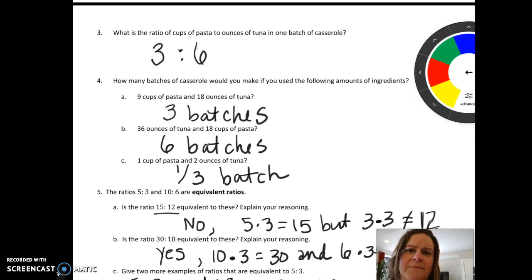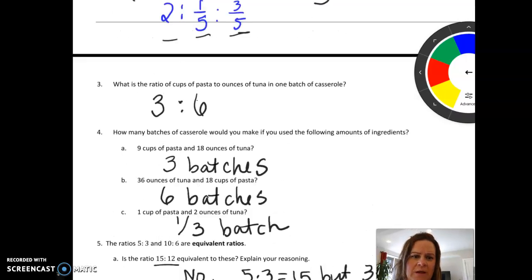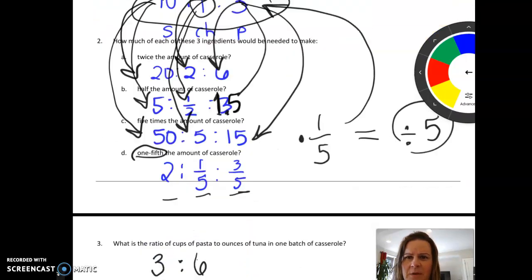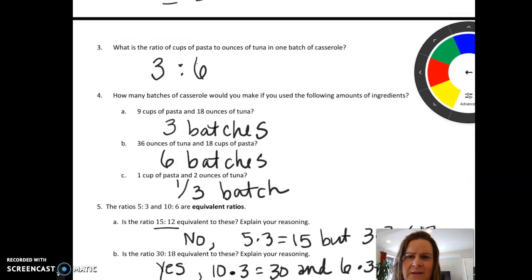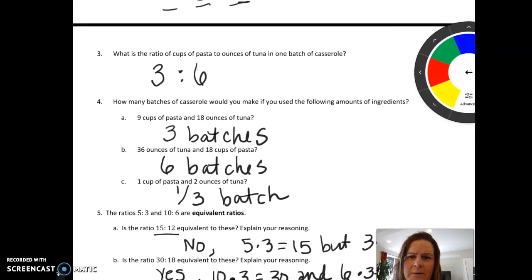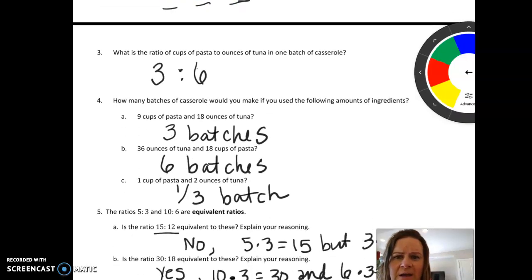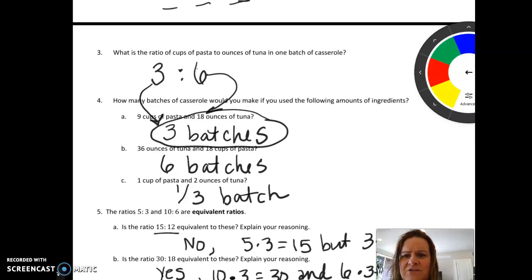So what's the ratio of the cups of pasta to ounces of tuna in one batch? If we look back at the recipe, then we get 3 to 6. So how many batches of casserole would you make if you use the following amounts? So if it was 9 cups of pasta and 18 ounces of tuna, we had to multiply 3 times 3 to get 9 and 6 times 3 to get 18. So that means that we made 3 batches.